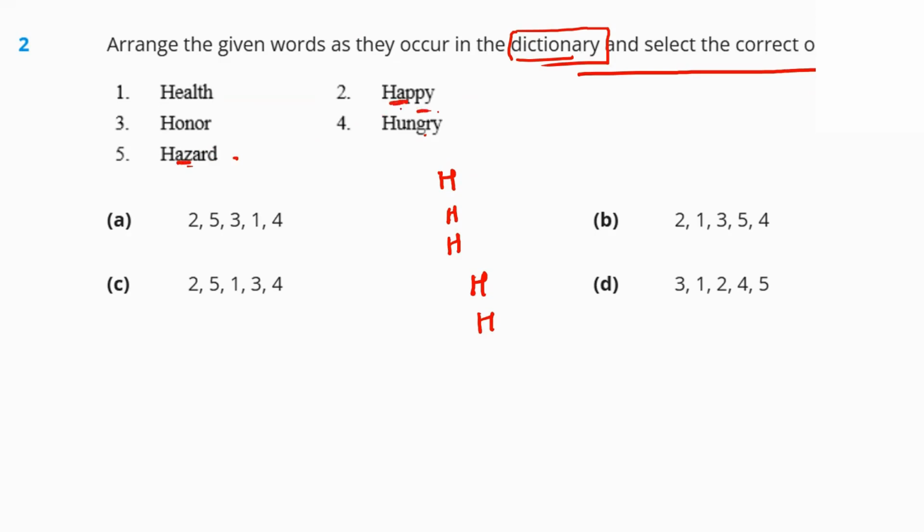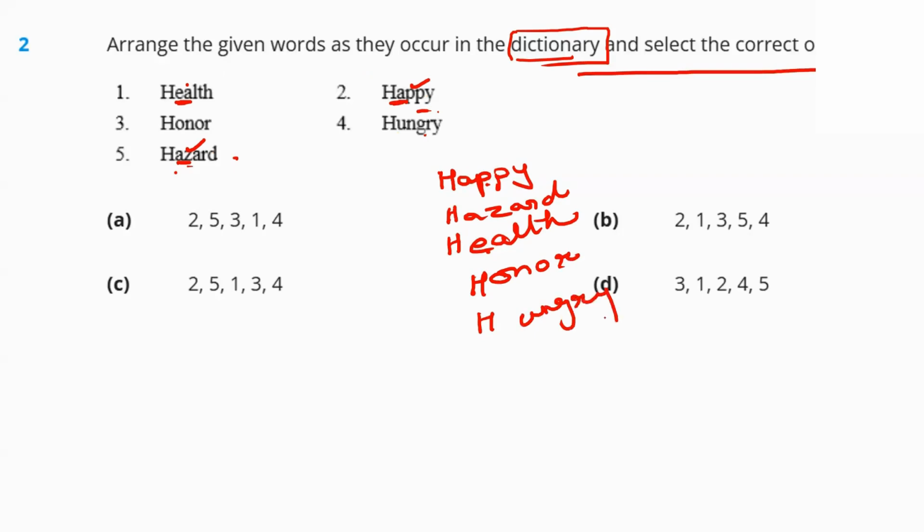Again, two different words have A in them. P occurs before Z, so happy is the first word to come up. Then the word hazard. After A, the second alphabet E would occur, so health, then honor, and then hungry, obviously, at the end. So that's our order, which is present in option C, 25134. So that's our correct answer.